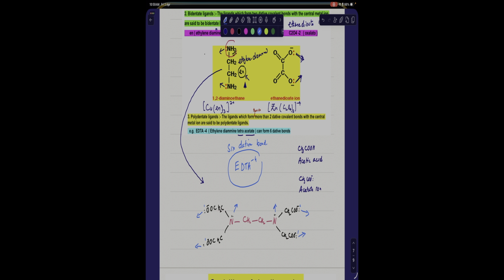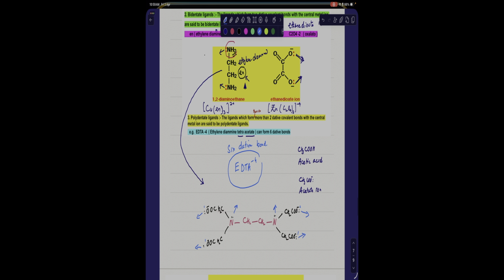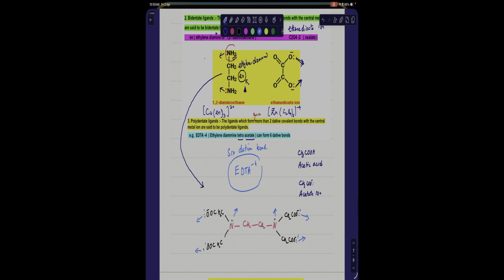So please remember, whenever EDTA is used in a complex, there will be only 1 EDTA ion, because 1 EDTA ion can form 6 dative bonds, right? I hope this is very clear. So let's move on to the last topic for today.